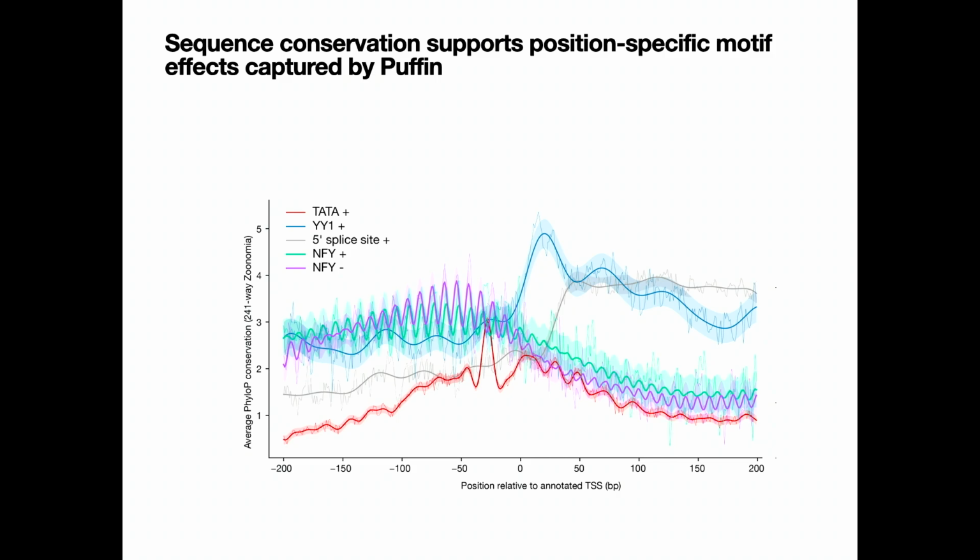Right? So TATA has maximum conservation when it is located about 30 base pair upstream, and YY1 has maximum conservation when it is just downstream of the transcription start site. And even the periodicity of NFY can be seen through looking at the evolutionary conservation and analyzing its dependency on the distance to the transcription start site. So all of those support what we have learned from the model.